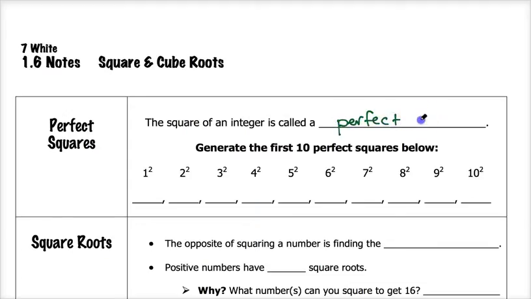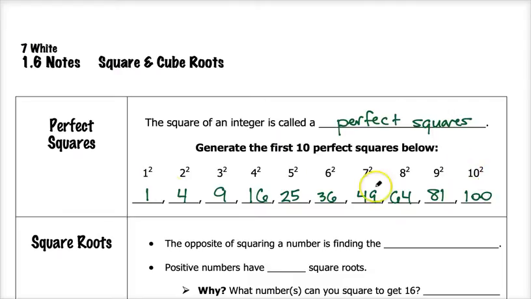So for instance, if we were to take the first 10 integers starting with 1, we could generate the first 10 perfect squares. 1 squared is 1, 2 squared is 4, 3 squared 9, 16, 25, 36, 49, 64, 81, and 100. Okay, so these 10 numbers here that I've written in the blanks are your first 10 perfect squares, and then of course we could keep going as long as we wanted to.